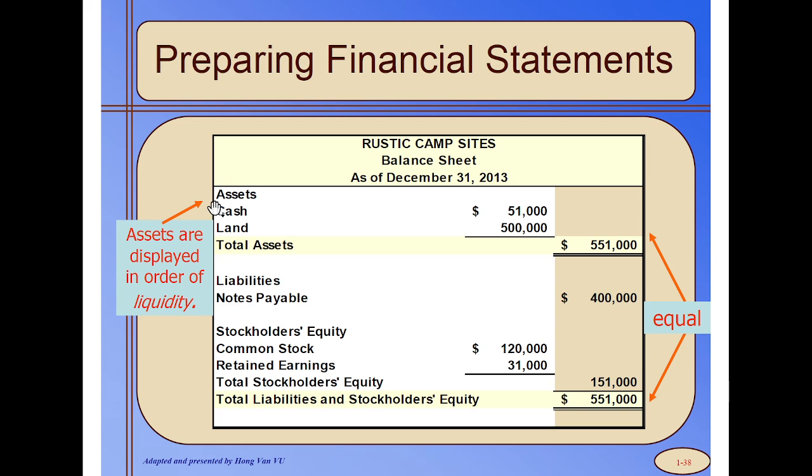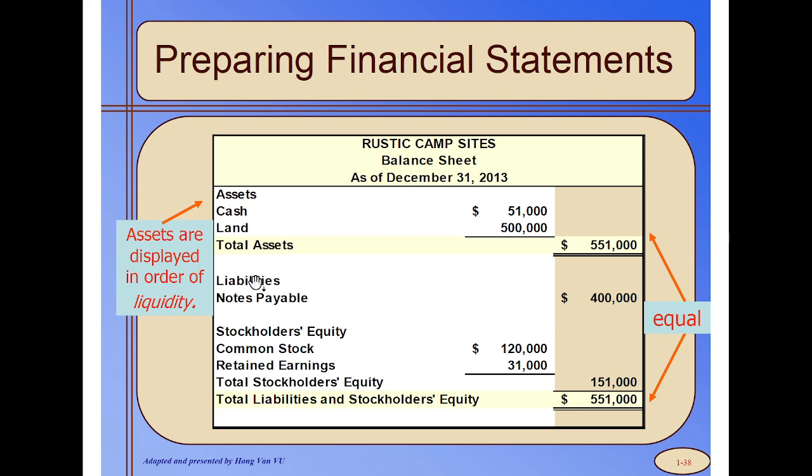We present the assets in order of liquidity. What does liquidity mean? Liquidity means how easily assets can be transferred to cash. So we put cash first and then land. We have total assets of 551,000, like our previous slide in learning objectives 3 and 4.